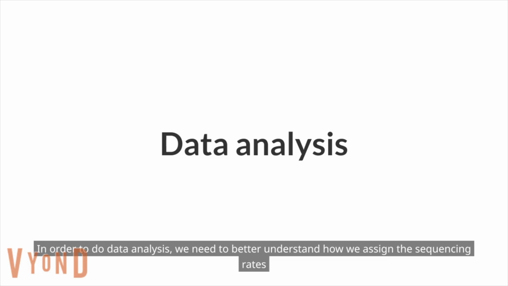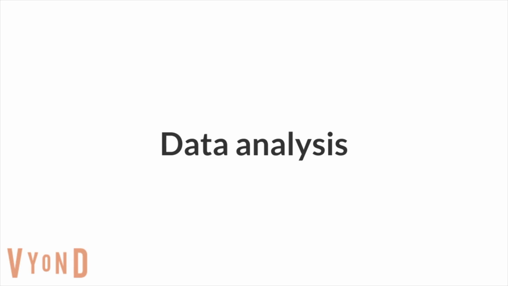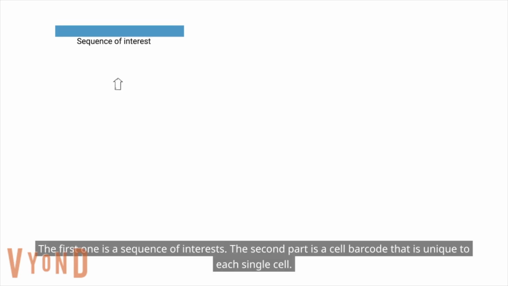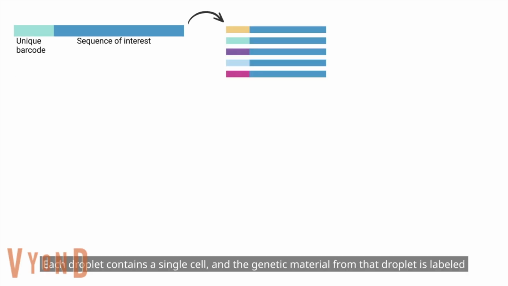In order to do data analysis, we need to better understand how we assign the sequencing reads back to each single cell. Let's take a closer look at the read composition. This is a simple schematic view of the processed reads. In general, it has two parts. The first one is a sequence of interest. The second part is a cell barcode that is unique to each single cell.